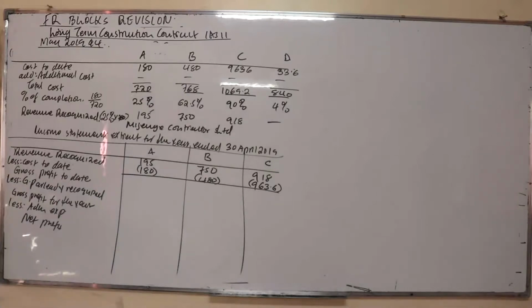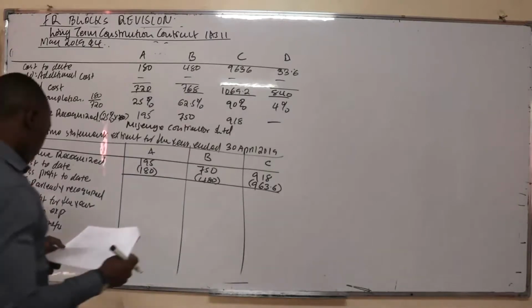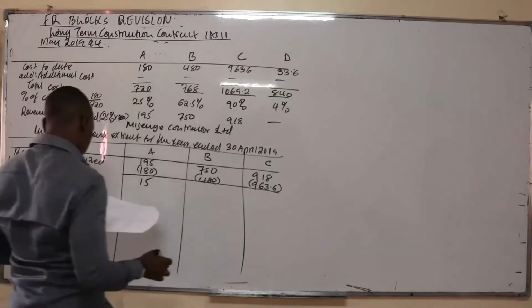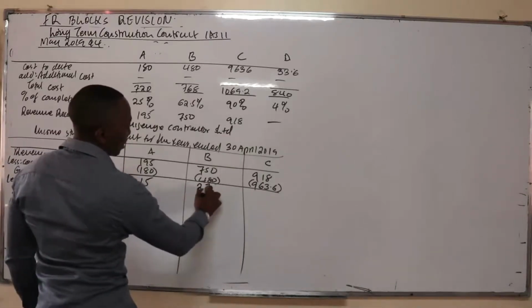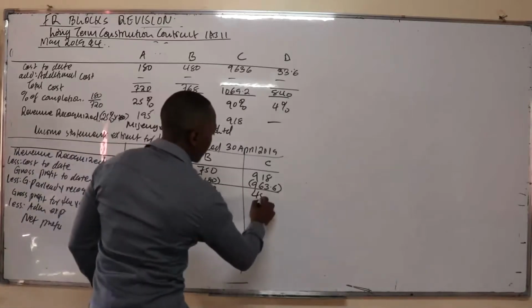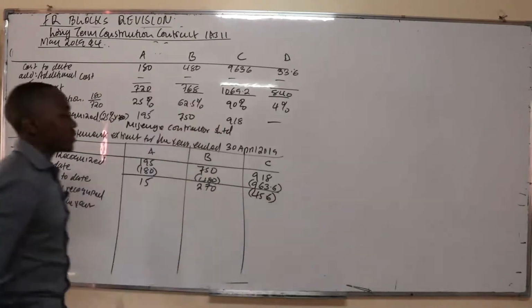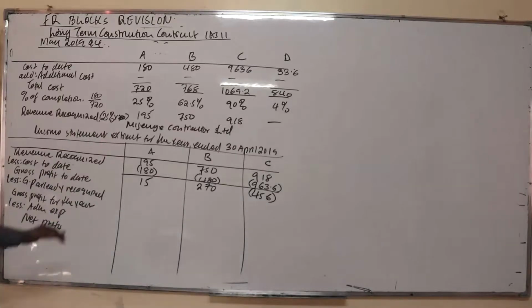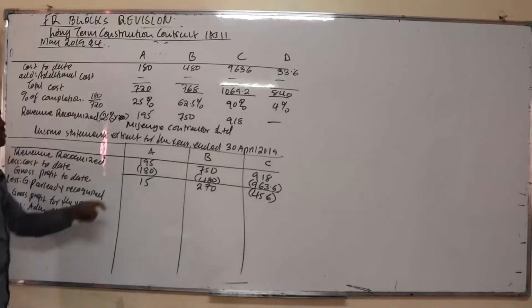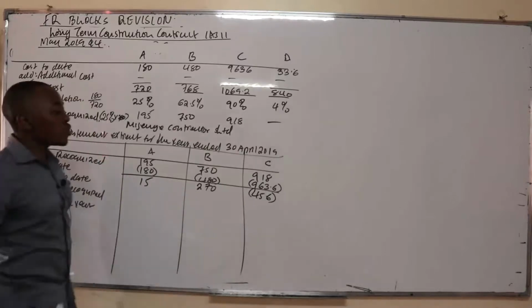And how much will be the gross profit to date? Here you'll have 15. This one will be 270. And here you have a negative 45.6. So up to that point, that's how you present the trading account. That's part 1. But this profit includes gross profit already recognized.